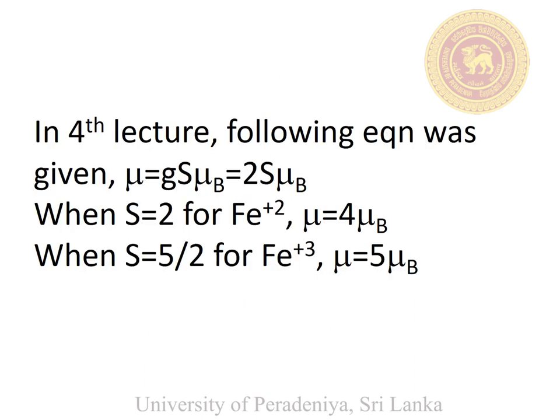Equation mu equals 2 S mu b was given in 4th lecture. When S is equal to 2, mu is equal to 2 times 2 times mu b, that is equal to 4 mu b. When S is equal to 5 over 2, mu is equal to 2 times 5 over 2 times mu b, that is equal to 5 mu b.